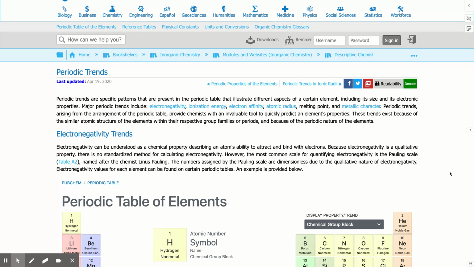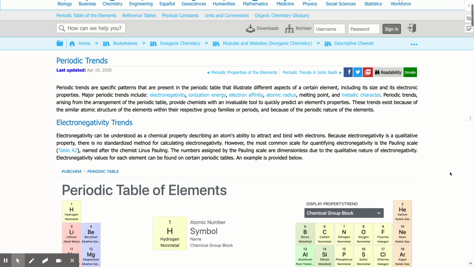These periodic trends, arising from the arrangement of the periodic table, provide chemists with an invaluable tool to predict an element's properties.